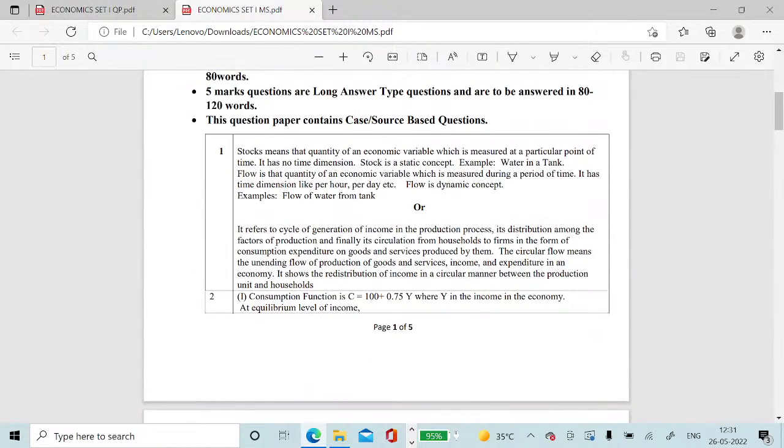Answer 1. Stock means the quantity of an economic variable which is measured at a particular point of time. It has no time dimension. Stock is a static concept. Example, water in a tank. Flow is that quantity of an economic variable which is measured during a period of time. It has time dimension like per hour, per day, etc. Flow is a dynamic concept. Example, flow of water from tank.